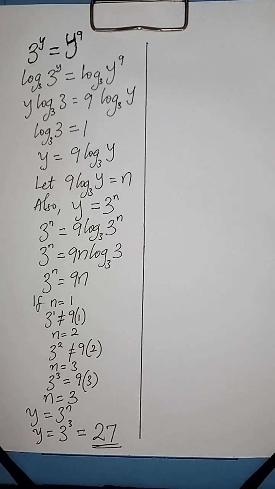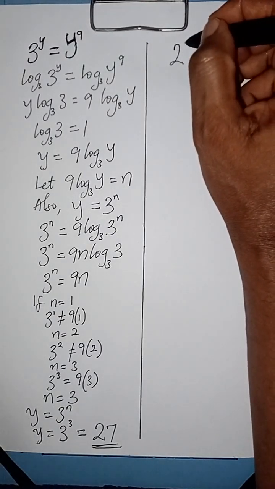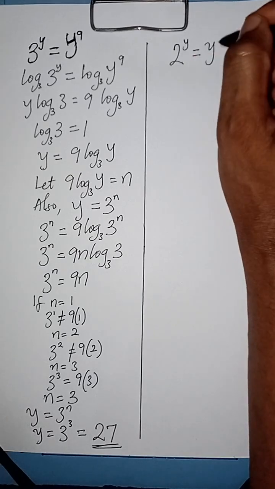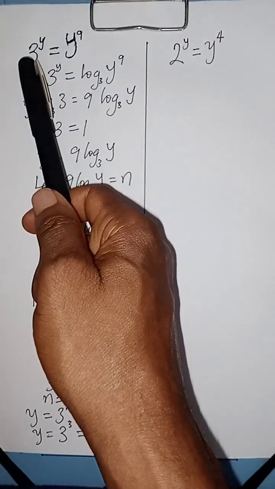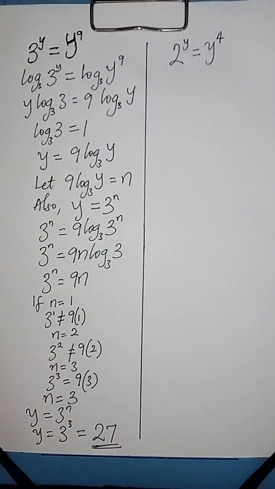Now, what I'm going to do, I'll also apply this method in solving a question that is similar to this. Now, let's assume I have a question with indices where the base is now 2 raised to power y equal to y raised to power 4. Now, they're similar questions with indices, but different base. Here the base is 3, here the base is 2. Here the power is 9, the power is 4. Now let's see, can we apply the same method in solving this question? If we can, it means this method is established and tested.